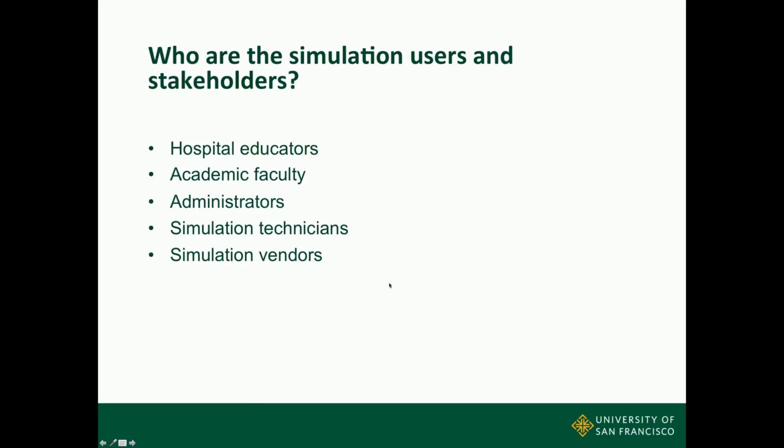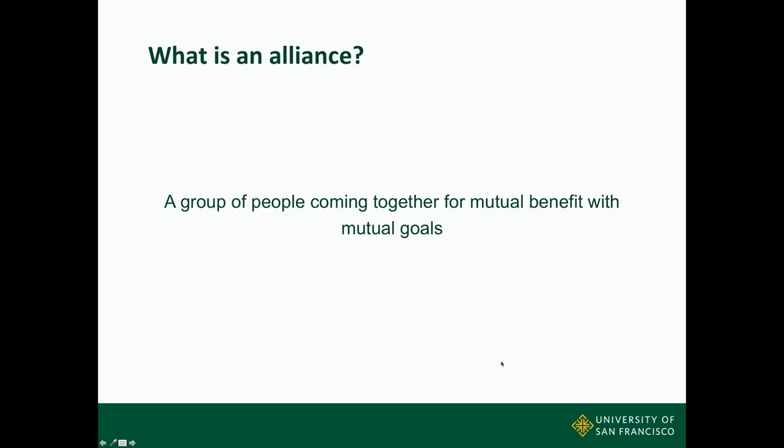And so with that, we need to really identify who's using simulation and who are our stakeholders. So when you're thinking about building an alliance, you may want to start with just 2 or 3 schools, 2 or 3 hospitals, a community, a region, take a look and see who's out there using it. And primarily, you're going to look at hospital educators, academic faculty, make sure that administrators are at the table, your sim techs are critical, and always invite your vendors. Make sure that your vendors are at the table. They have a lot to offer.